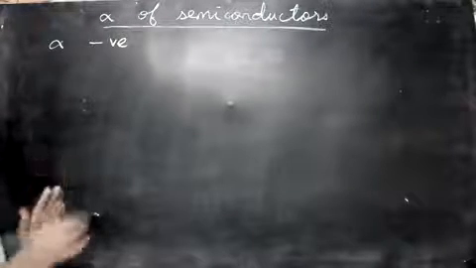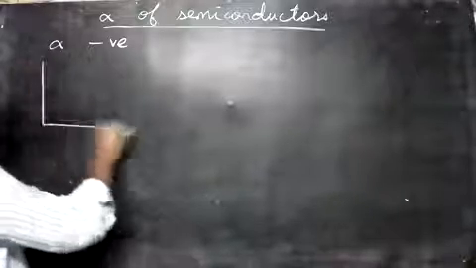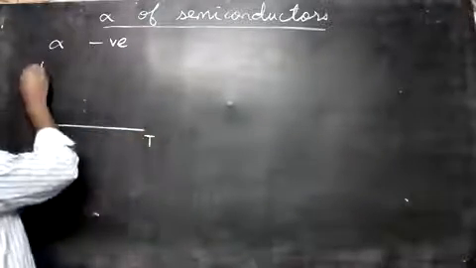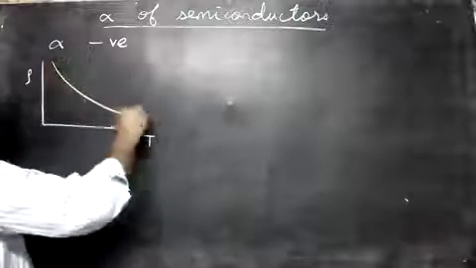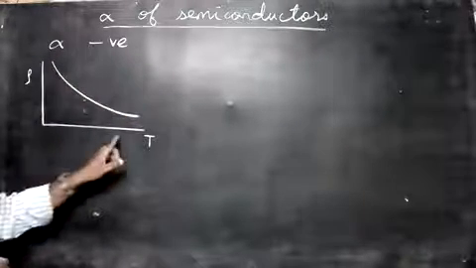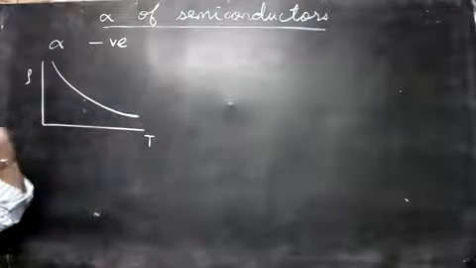Let's see what happens here. First we'll see the graph between temperature and resistivity. As the temperature increases, resistivity will decrease here. Why does it happen this way?